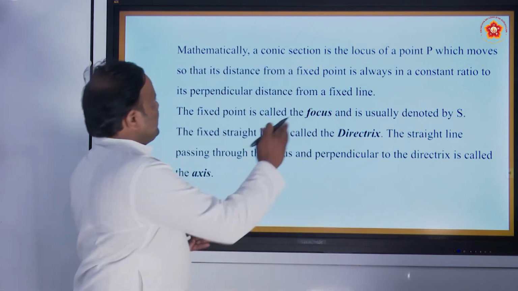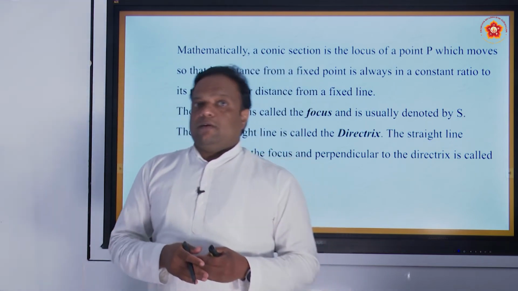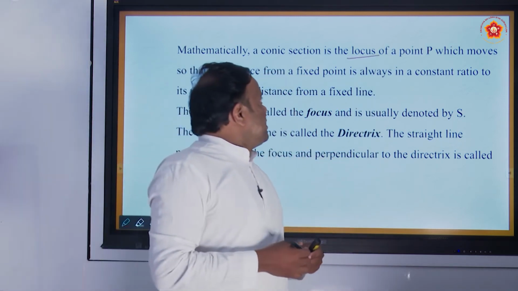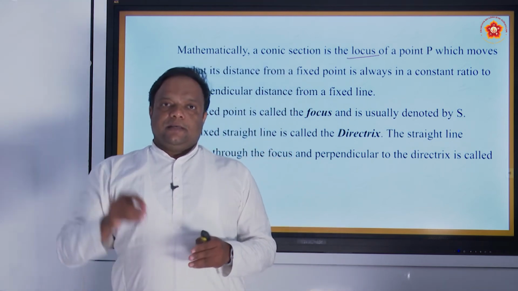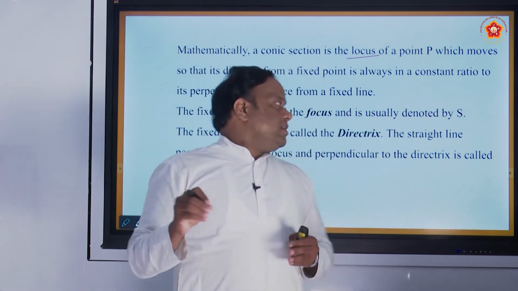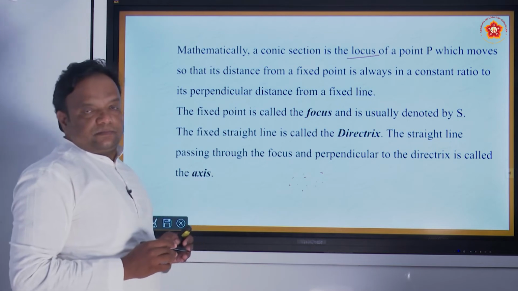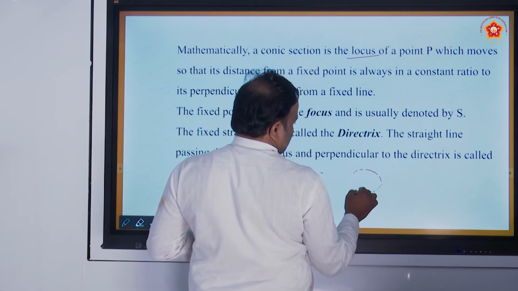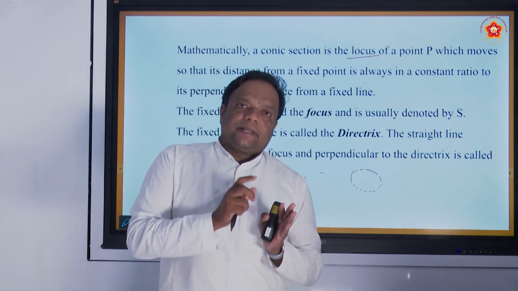Okay. See, mathematically a conic section is the locus of a point P. Once again, what is the meaning of locus? I think I explained the meaning of locus in the straight line. Locus is nothing but a set of points, a group of points, all of which satisfy some geometrical condition. For example, say these are a group of points, but this is not a locus.